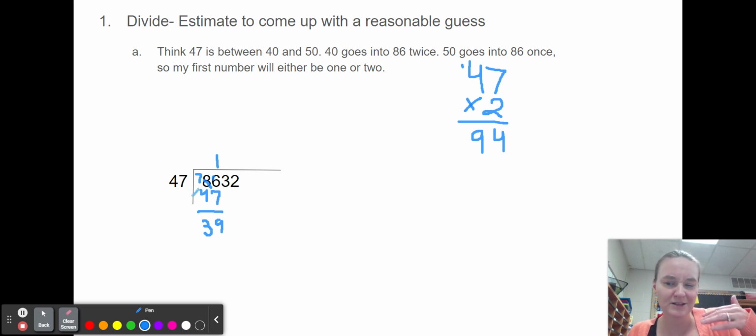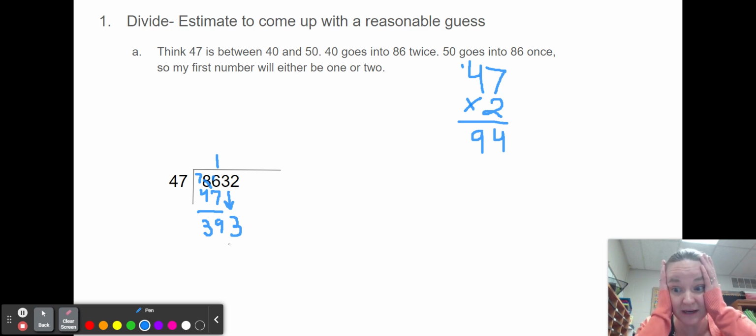So are you guys writing this problem down in your math journals? Cool. All right, so my remainder is 39. Divide, multiply, subtract. Check, 39 smaller. Then I have to bring down my 3. Okay, now I have to think to myself, how many times does 47 go into 393?